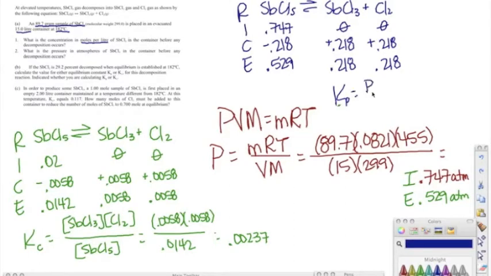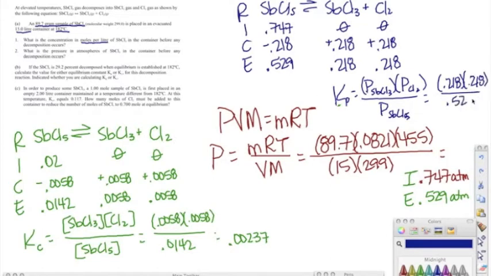So to calculate Kp, we take the pressure of the products and divide it by the pressure of the reactants. And so we get 0.218 times 0.218 divided by 0.529, and that works out to be 0.0898.